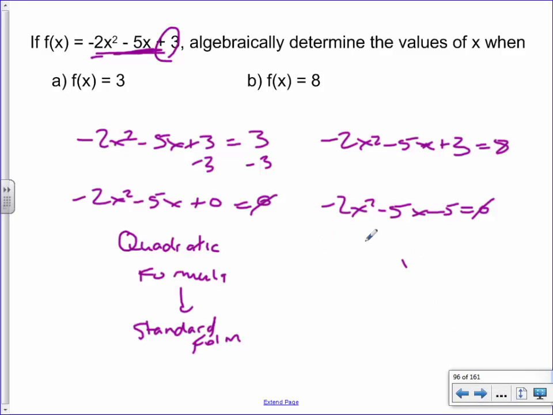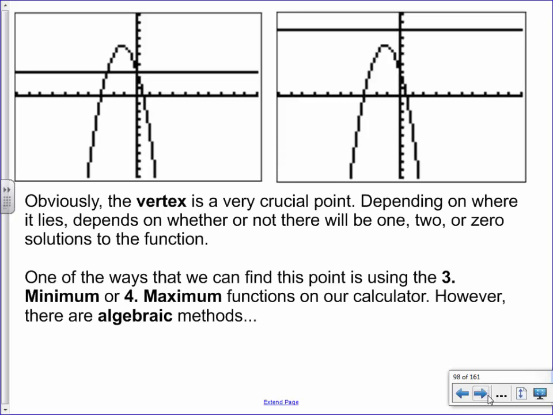You guys would be able to solve this using the quadratic formula, right? Okay, well, we'll just leave it there. So here's, I just have a note here. The vertex is a very crucial point.